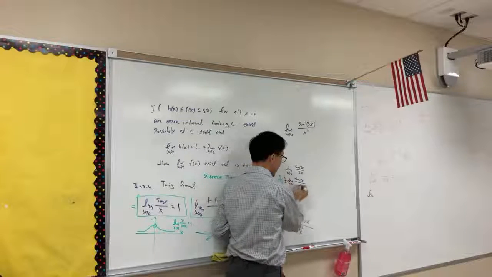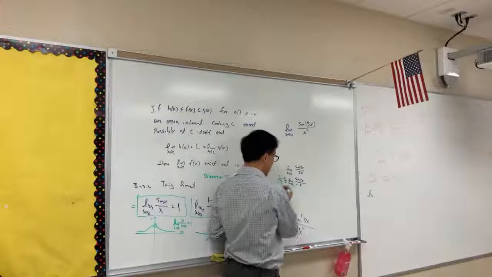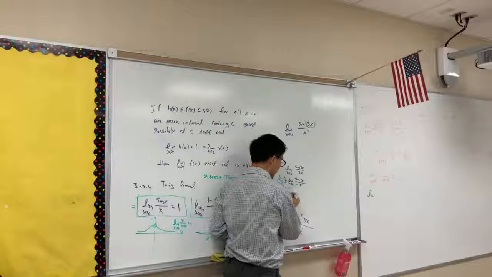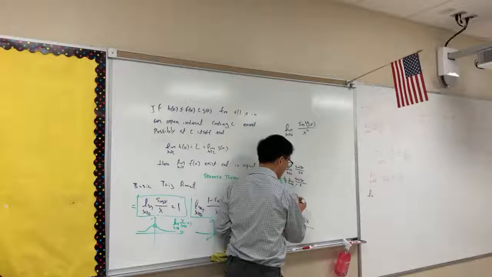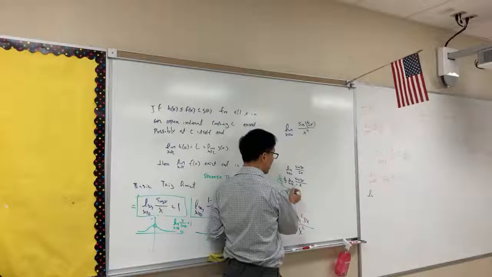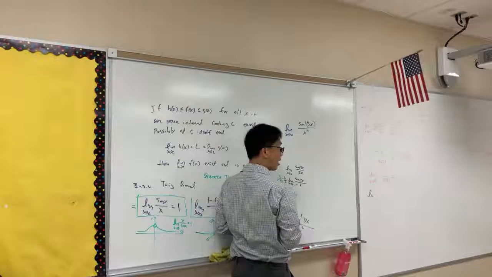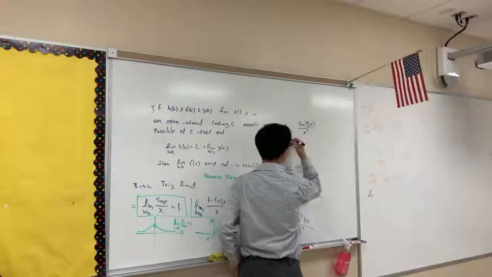So I'm gonna take this inside here. So it's still 3 over 5 in front, right? 3 over 1, I got 3. And the sine of 3x over 3x, right? So this part is equal to 1. Did you do this? Now, guys, it's not this hard.